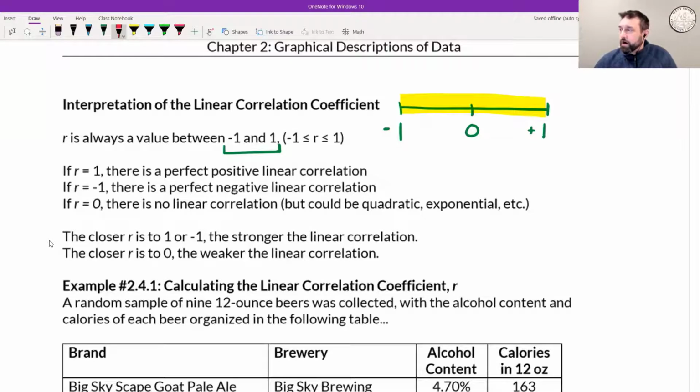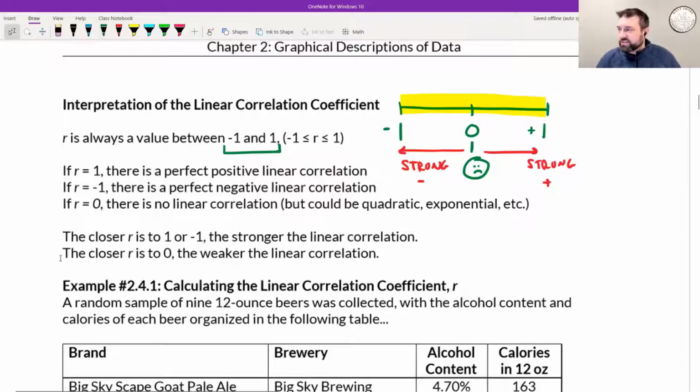If your value for R is close to +1, that means you have a strong positive correlation. Okay, strong positive. As your value for R gets closer to -1, that means you have a strong negative correlation. And as your R value gets closer to 0, that means there's no correlation.